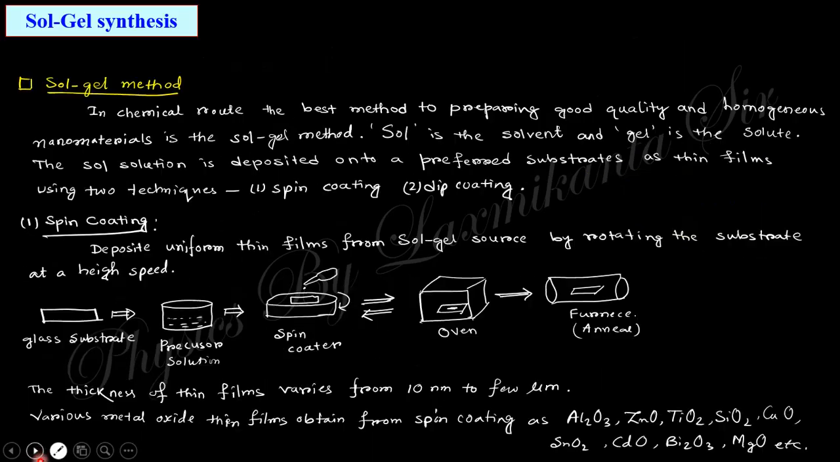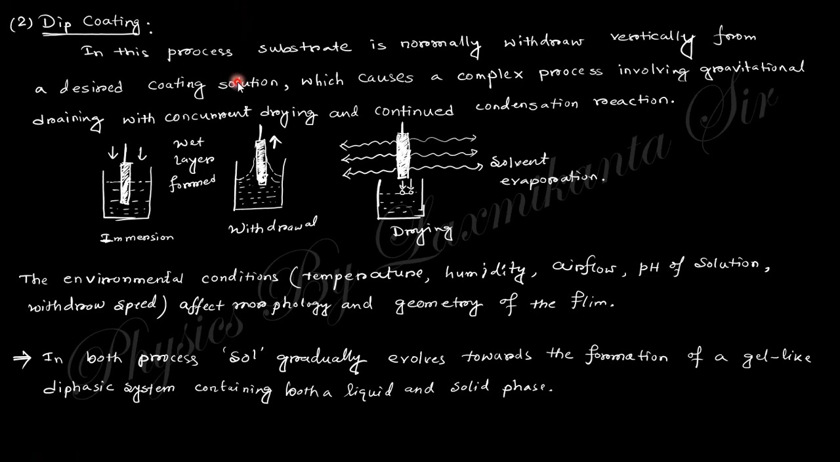Next is the sol-gel synthesis. Suppose this is a glass substrate and this is a precursor solution taken with a dropper and dropped on it. There is spin coating, then oven, and then repeat this process. And there is another, dip coating. If you have the solution and just dip the substrate into it, you will get a thin film on this substrate.